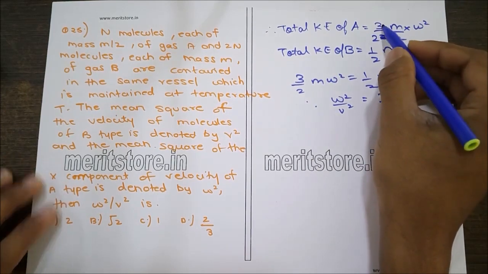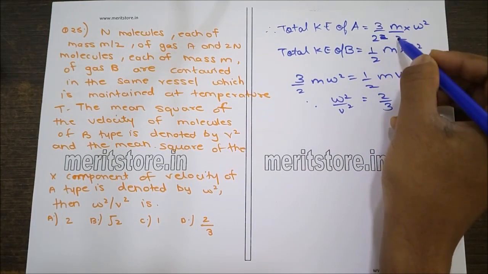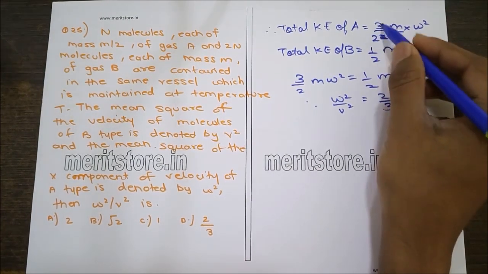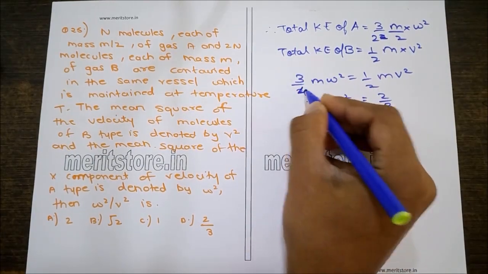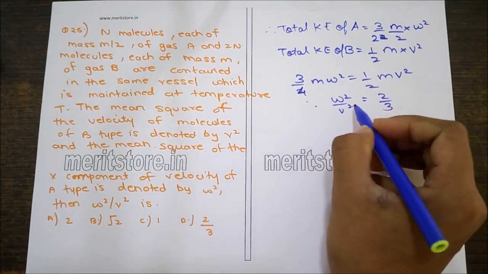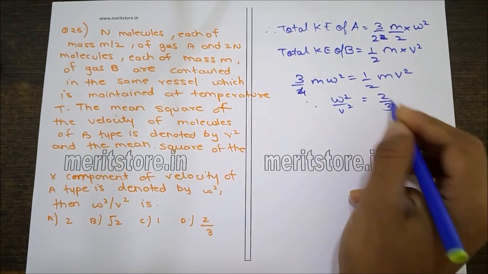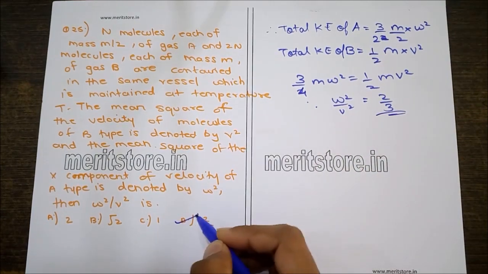So there's a correction here. 3 by 2 times m by 2. So the mass of gas A is m by 2. So 3 by 2 times m by 2 into omega square would give 3 by 4 times m omega square. And solving this, we get omega square upon v square as 2 by 3. Hence, option number D is the correct answer.